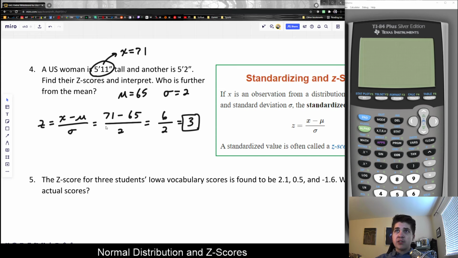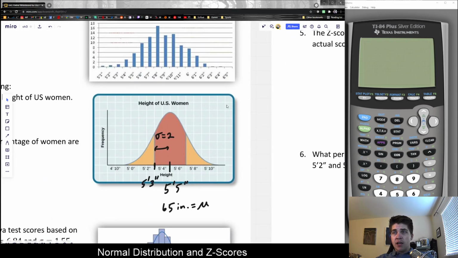Because if we were to go back and look at this chart, basically that woman who was 5'11" would be way over here as a data point, right? As we can see, there's a very small percent of women who would be that tall. Again, assuming this graph is correct, which it probably isn't.